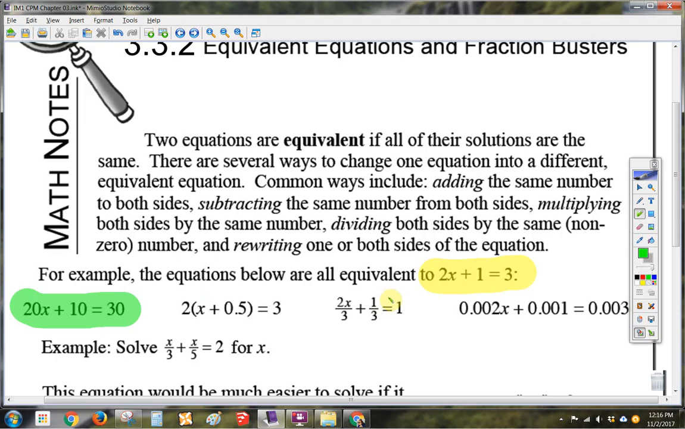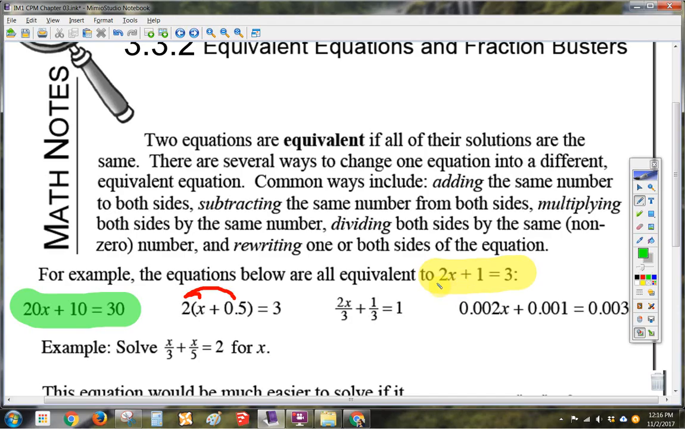If we were to factor a 2 out of here, in other words, divide 2x and 1 by 2, we would get the second one here, which is 2 times x plus 1/2 equals 3. You can sort of see that if you distribute this to both of those. 2 times x is 2x, 2 times 0.5 is 1, and it still equals 3.